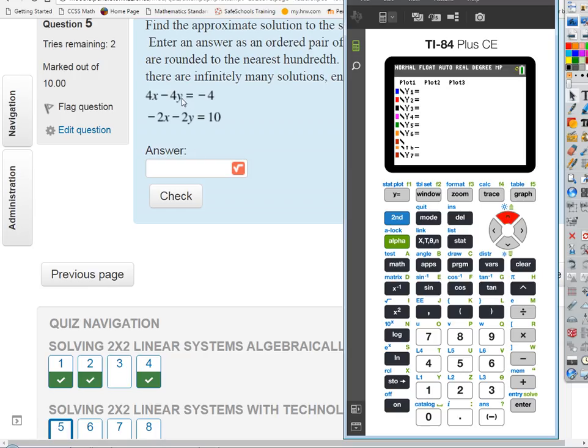There's a couple ways you can do this. For one thing, you could use the fraction template if you wanted to. So let's do one with the fraction template. Remember, I get there by going alpha, what was it, alpha F4? No, alpha F1, that was it. There we go.